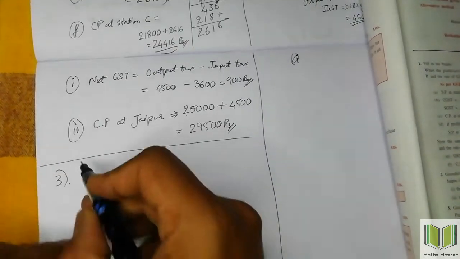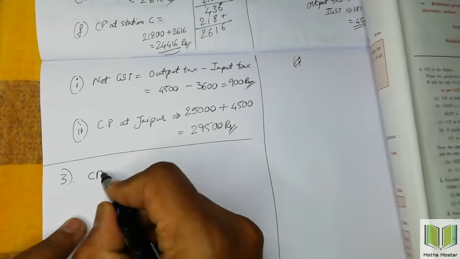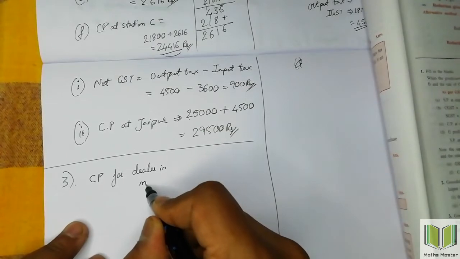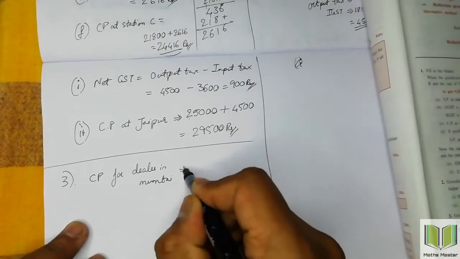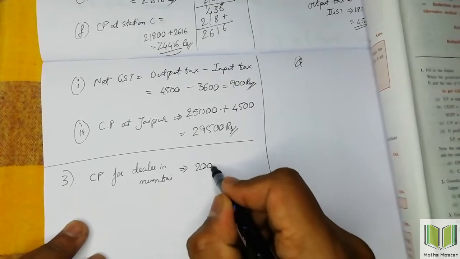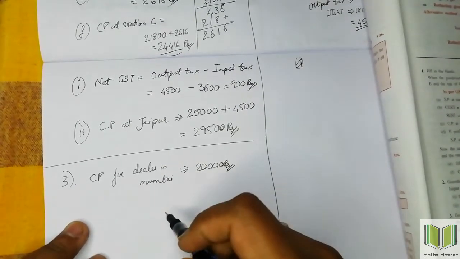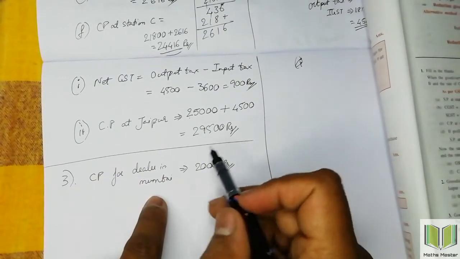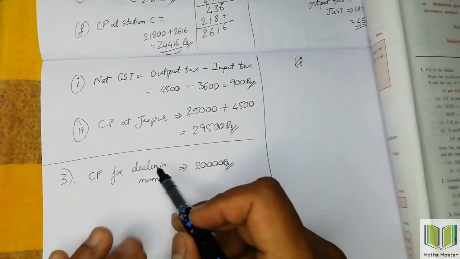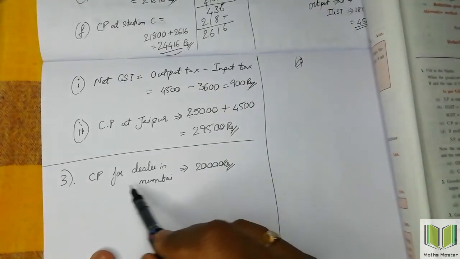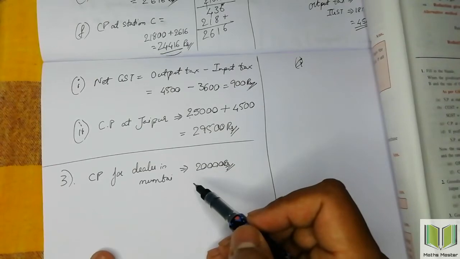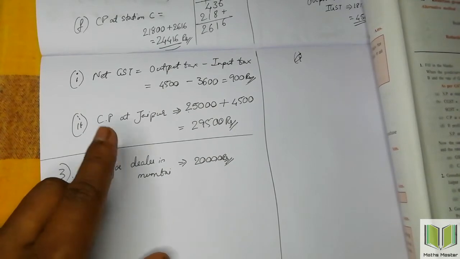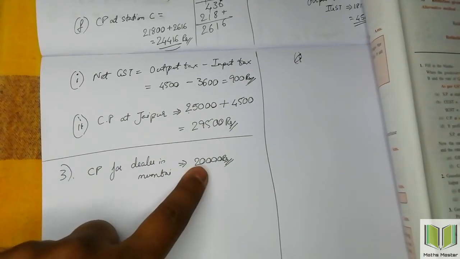We'll say that, first thing, cost price for the dealer in Mumbai will be equal to 20,000 rupees. Okay, from Kota it has been sold to Mumbai, so the Kota guy is selling it for 20,000 rupees, so the dealer in Mumbai is getting it for 20,000 rupees. And then from Mumbai to Pune, we'll worry about it later. First thing first, cost price for the dealer in Mumbai is equal to 20,000 rupees.